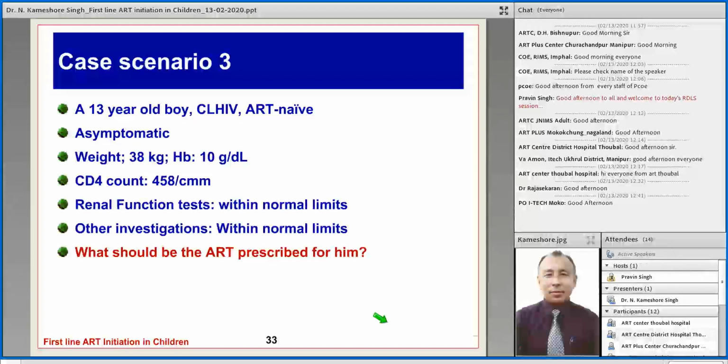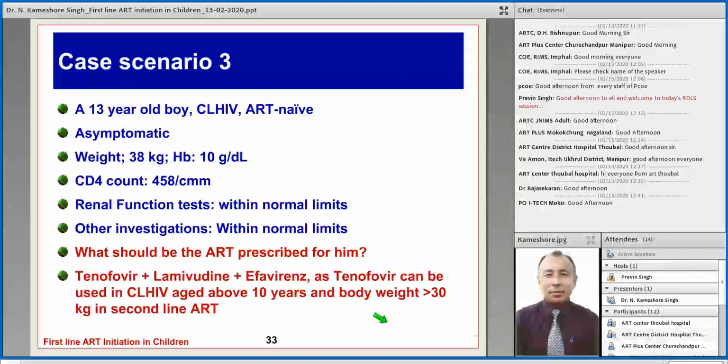A 13 years boy, that means age more than 10 years, a child living with HIV, ART naive, asymptomatic, weight is 38 kg, which is appropriate for the age, hemoglobin 10 gram per deciliter, more than 9, CD4 count is 458 cells per cubic millimeter, renal function test is within normal limits. And other investigations are also within normal limits. So, in this 13 years old boy, what ART can be prescribed? Let us see.